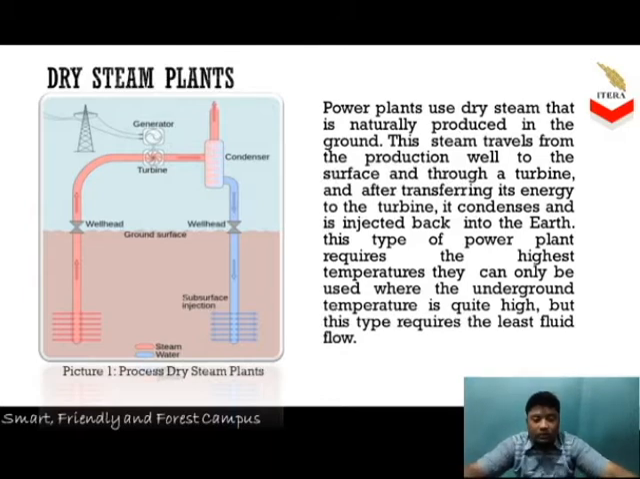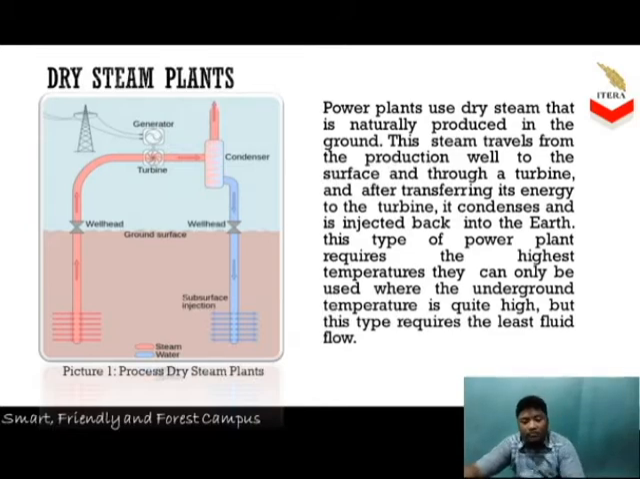The first type is dry steam plants. Dry steam plants are moved by generator with diesel fuel. What is the process? Power plants use dry steam that is naturally produced in the ground. This steam travels from the production well to the surface and through a turbine. And after transferring its energy to the turbine, it's condensed and injected back into the earth.